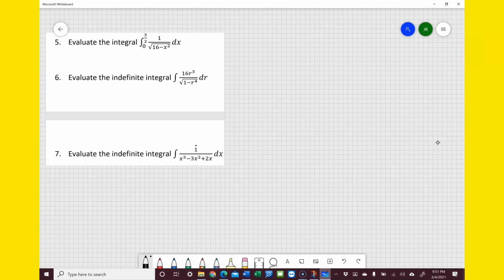What we want to do is separate it into different fractions. So first we're going to rewrite it in factored format on the bottom. If we could factor out an x, then that becomes x squared minus 3x plus 2. And then that would factor as x minus 2, x minus 1.